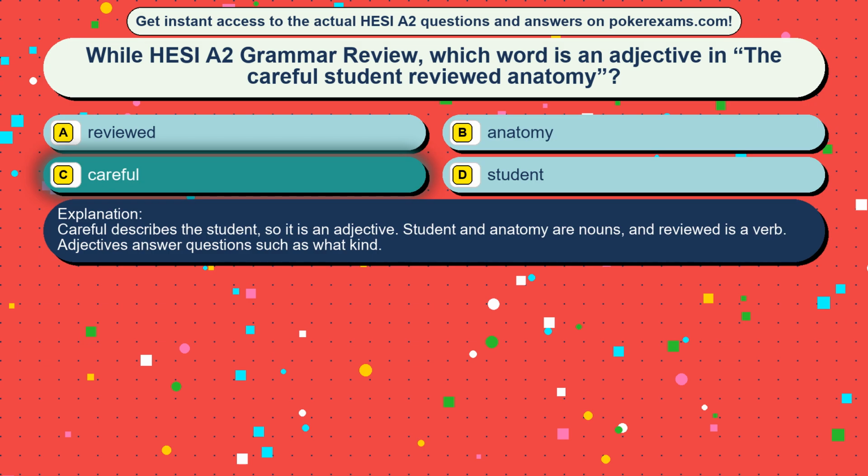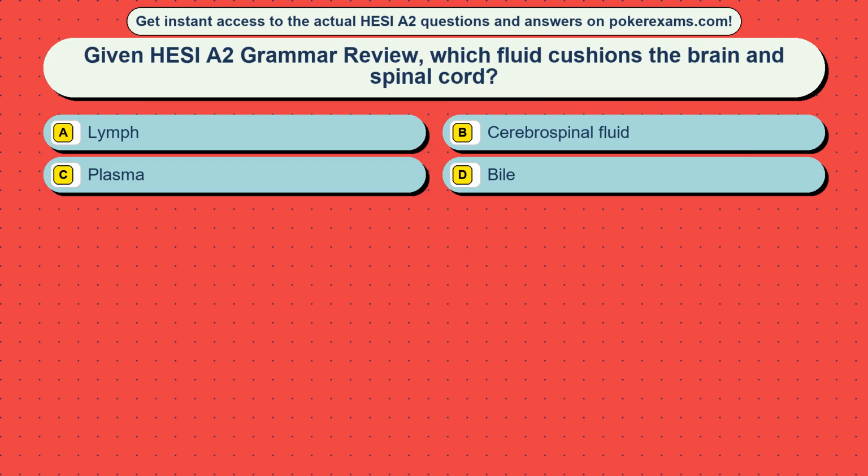Careful describes the student, so it is an adjective. Student and anatomy are nouns, and reviewed is a verb. Adjectives answer questions such as what kind. Question 8. Given HESI A2 Grammar Review, which fluid cushions the brain and spinal cord?